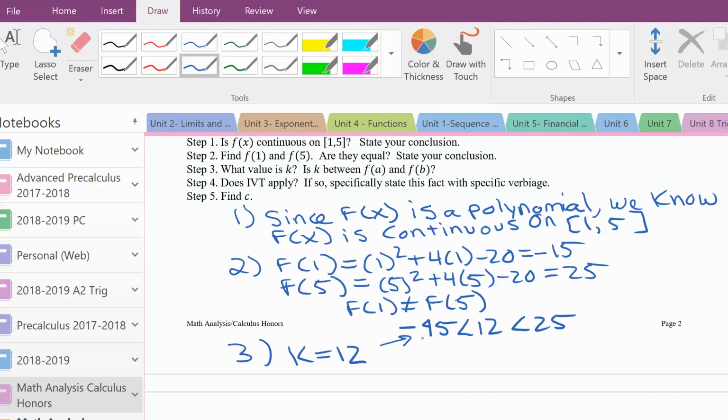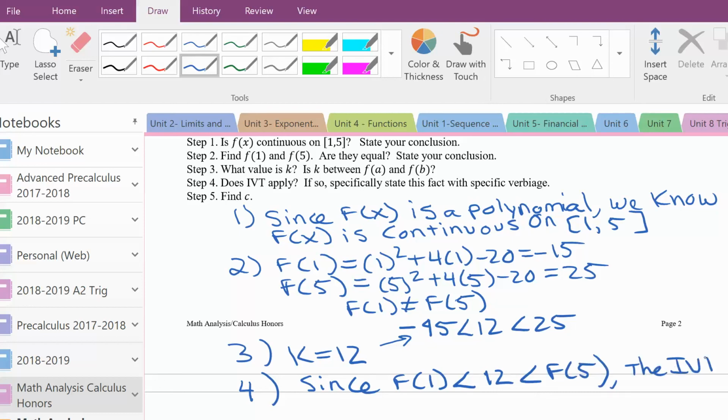And that is true. So then for step 4, does the intermediate value theorem apply? And the answer is yes, since 12 is between f of 1 and f of 5, the intermediate value theorem, you can abbreviate IVT, guarantees that C will exist between 1 and 5.